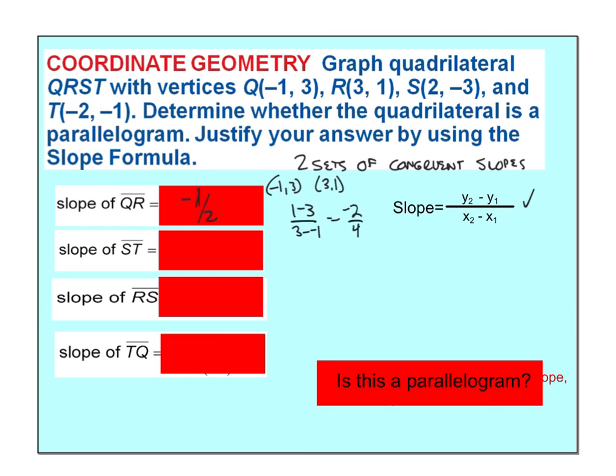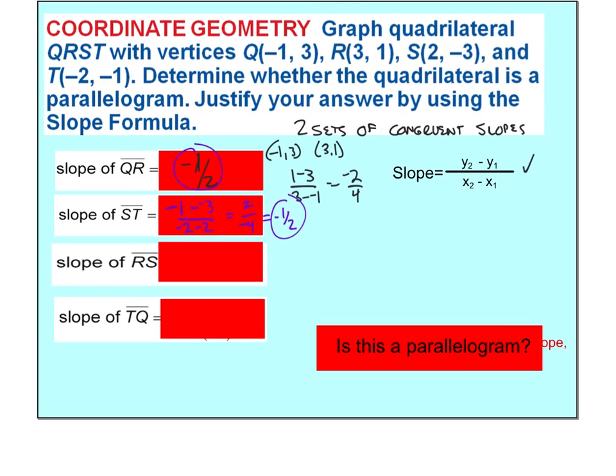Okay. So then ST. So that'll be -1 minus -3 over -2 minus 2. Yep, so -1 minus -3 makes that positive, so that becomes -1/2. Okay, well, so far those two match up, which is good. So those two lines would be parallel. So now we need these bottom two to also be parallel in order for this to work.